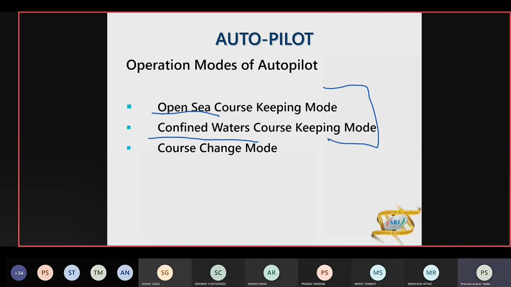But changing to this does not negate your responsibilities of monitoring. You as an officer on watch are always responsible for safe navigation. Not the autopilot, not the radar, not the GPS, nothing else is responsible. You are responsible for safe navigation. So monitoring and good practices of bridge watchkeeping have to be maintained at all times.